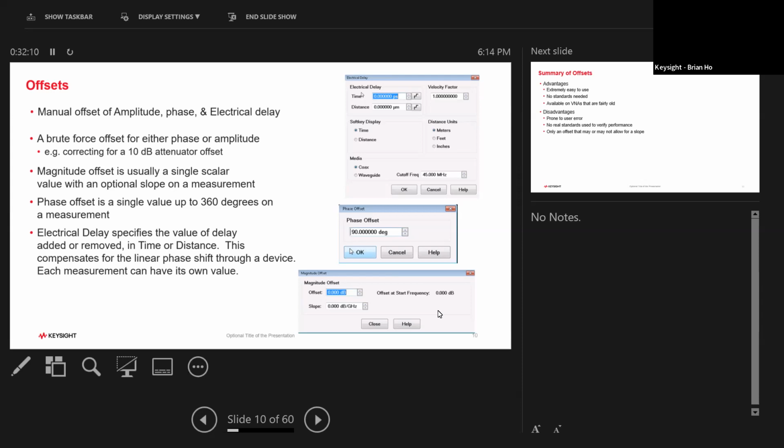But anyway, the next one is offset. So what is an offset? Well, we manually offset an amplitude, phase, or electrical delay. This is where we change physically where it is. So one way to do this is, if you know the characteristics of the delay, for example, your electrical delay is a certain length, then you can input it. But obviously there's no reference to check it against. It's really just your knowledge and you put it in. So there are some flaws in this. It is very easy to do.